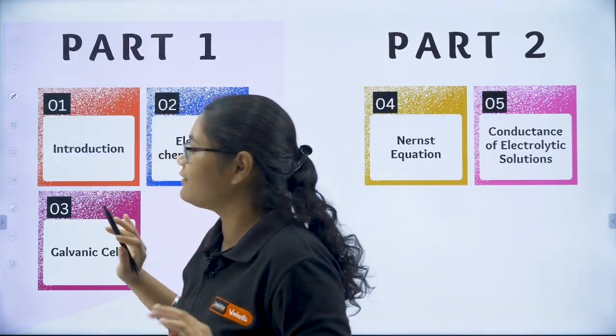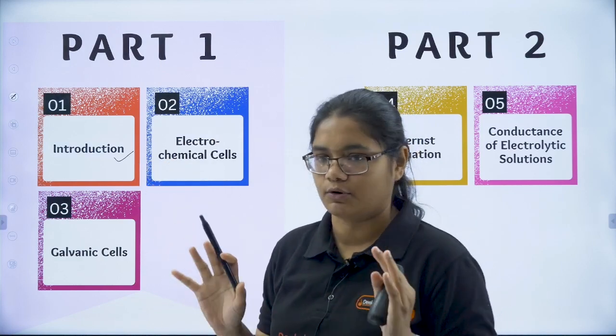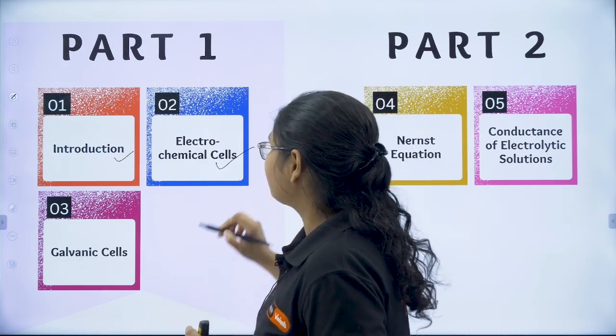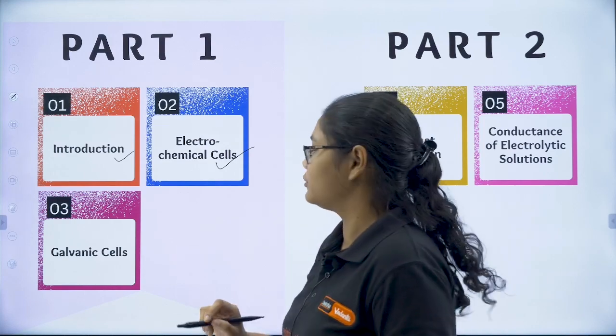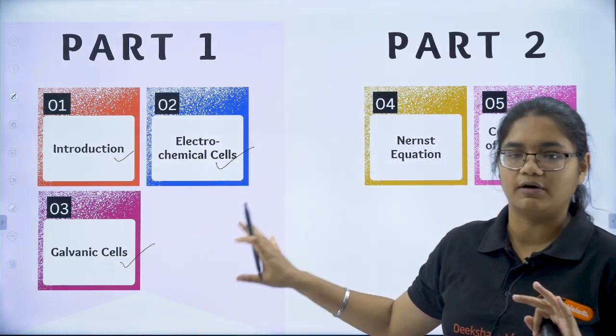And what all things do we have in part 1? First of all, a very brief introduction about what we'll be studying today. Next we have electrochemical cells, and third we'll talk about the galvanic cell. So this is part 1 today.